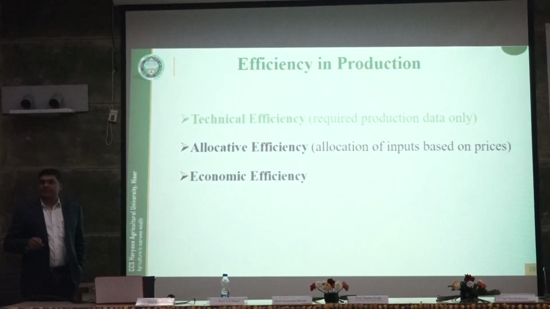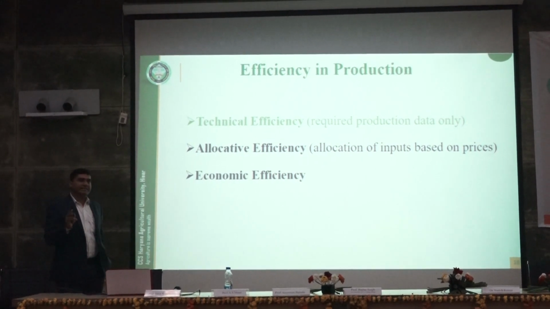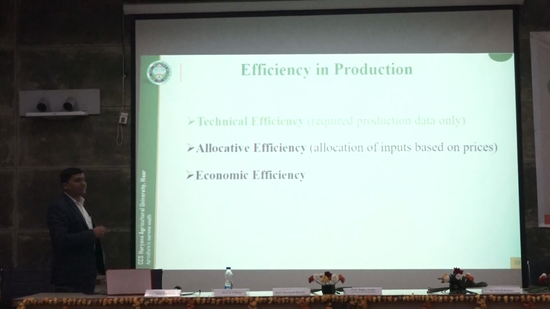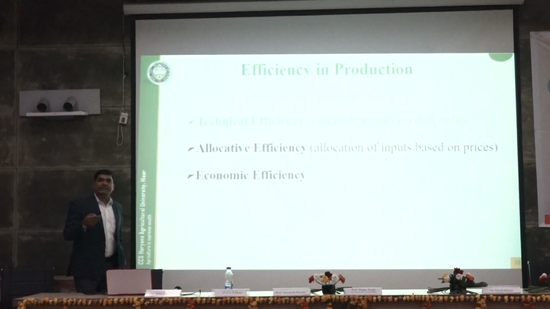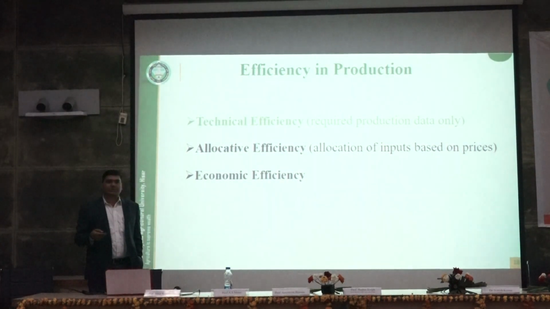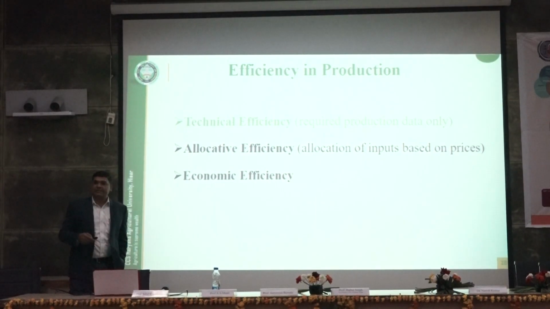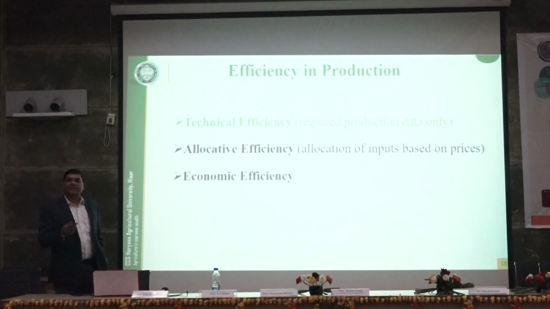In technical efficiency we need the production data only. There is no need of price data. But in case of allocative efficiency, you have to allocate the inputs according to the prices, so price data is a must. And then economic efficiency, you can simply multiply the technical efficiency and allocative efficiency, and you will get the economic efficiency.